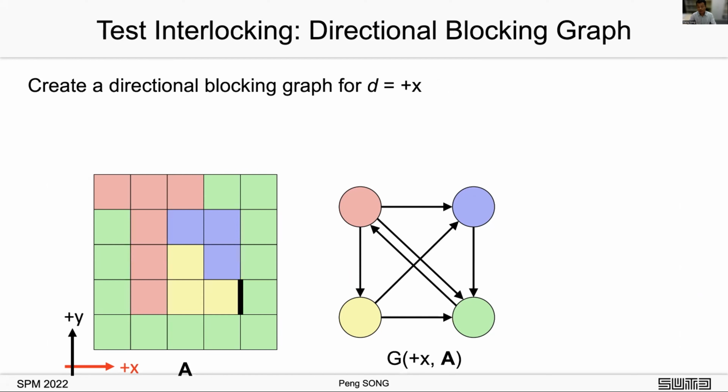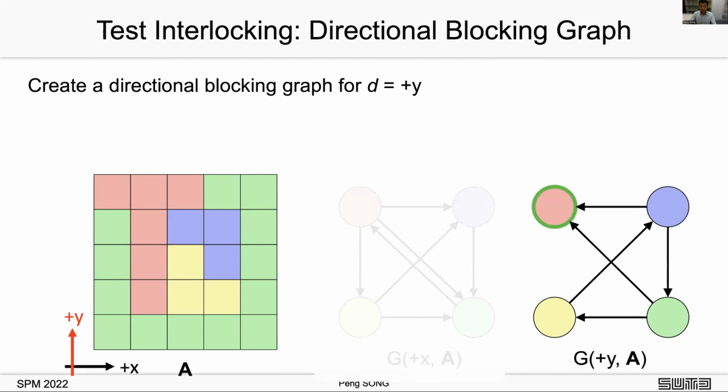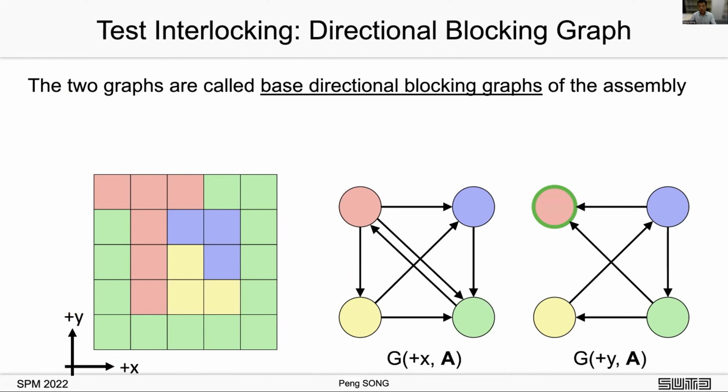By this, we create a directional blocking graph for positive x direction, denoted as G positive x. We can do the same procedure for the positive y direction and create a directional blocking graph for positive y. These two graphs are called the base directional blocking graphs of the assembly.